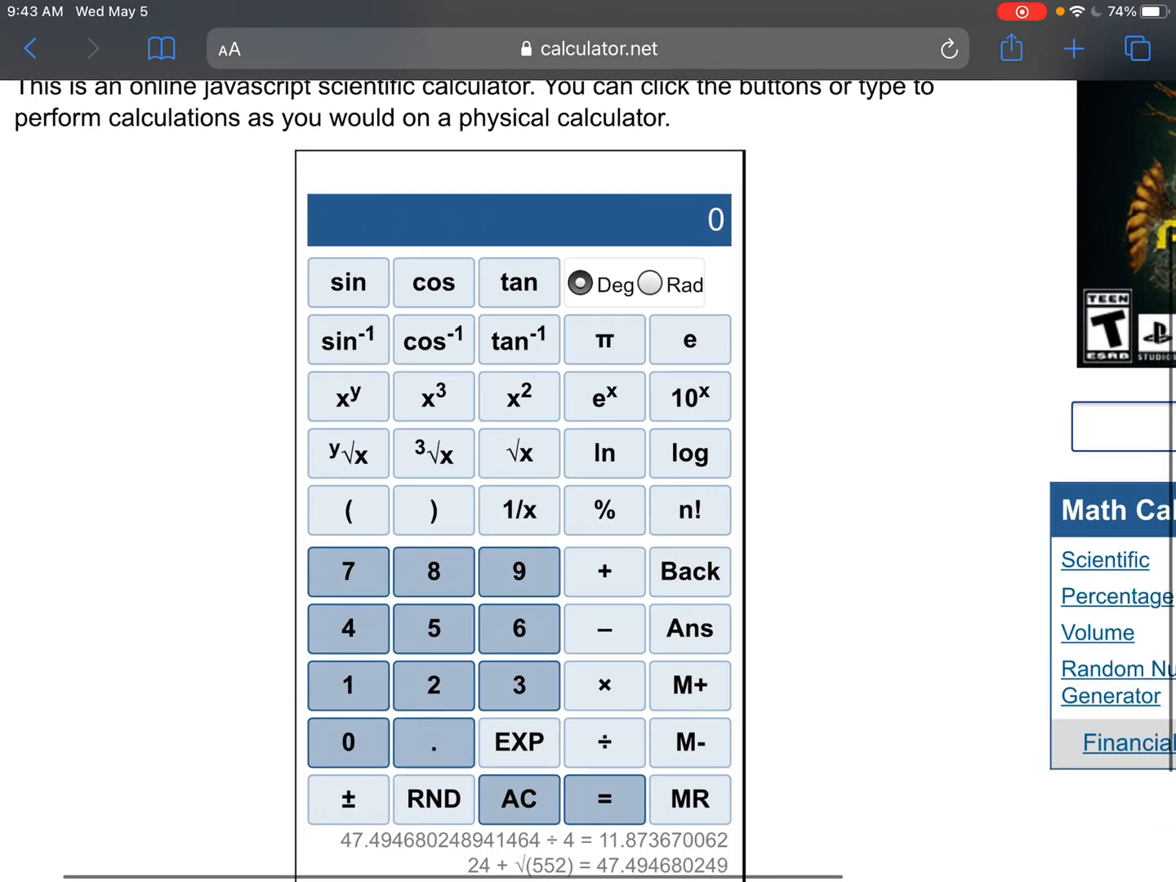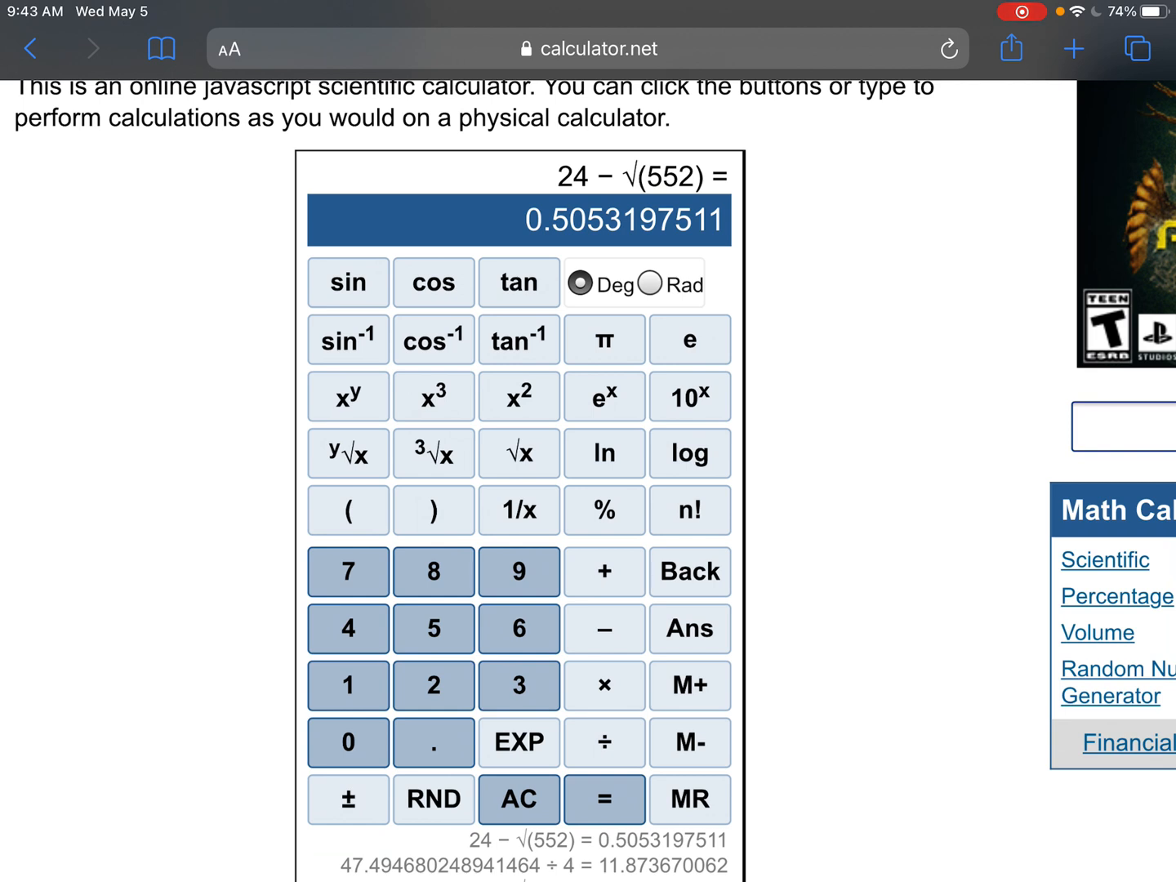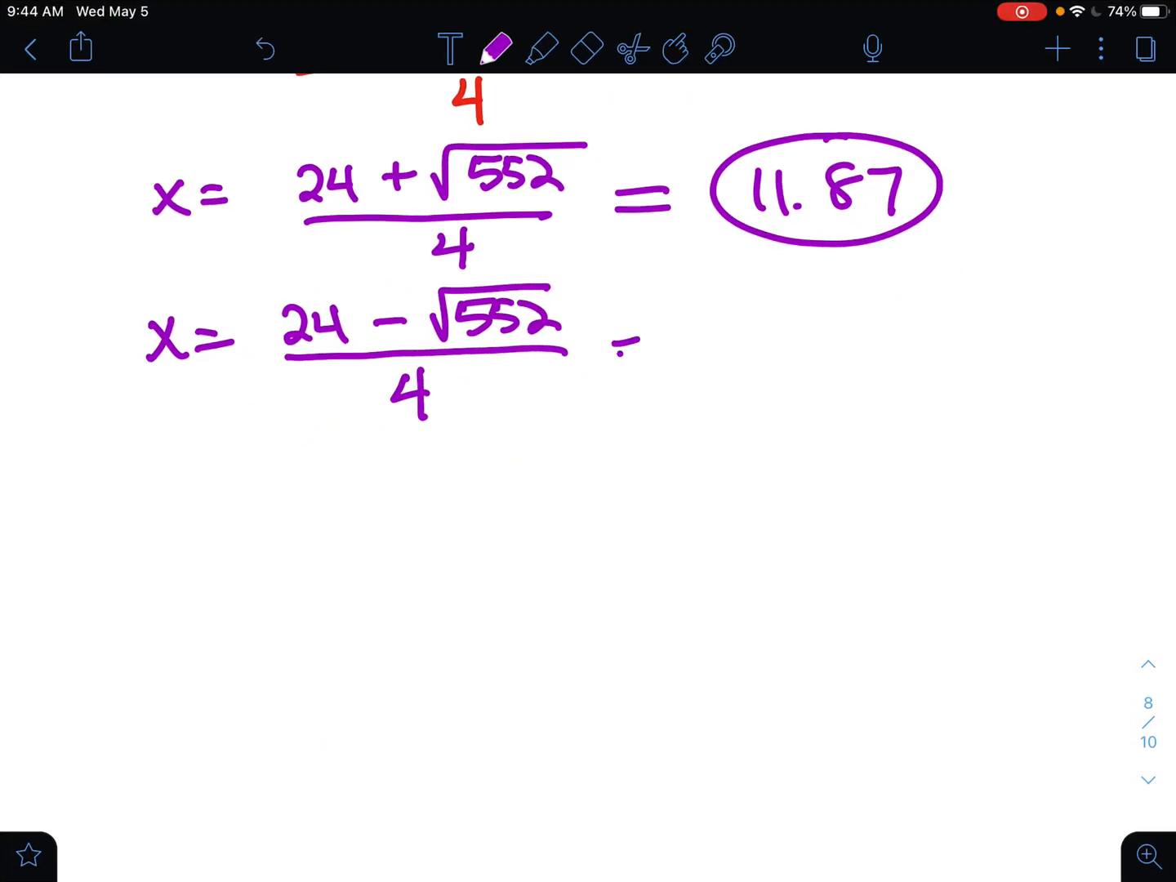Let's go back and do the subtraction. I'm going to be doing 24 minus the square root of 552 equals. And then I'm going to divide by 4. So it looks like it's about 0.126. Let's round it to the 2 spots, so that would be 0.13. So my second answer looks like 0.13.